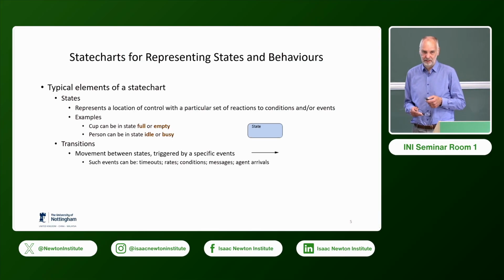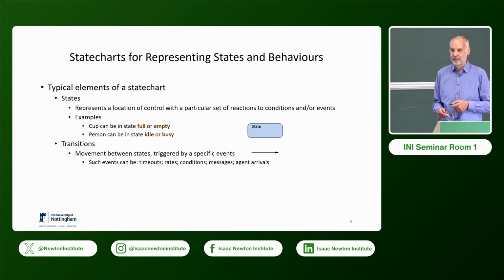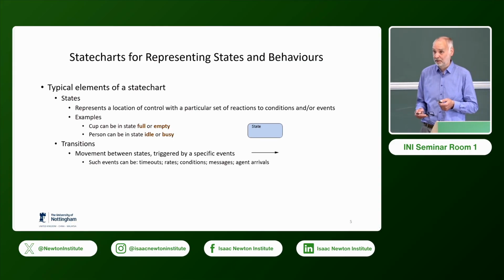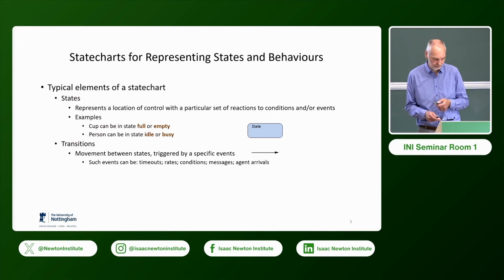There can be conditions. So if 5 people do something, I do it as well. And there can be messages that are passed between agents. So if I send a message to someone, that person will respond to it. So we can model networks and the interaction between the agents. And then there can also be something called agent arrivals. So if certain types of agents arrive, I will respond to this.